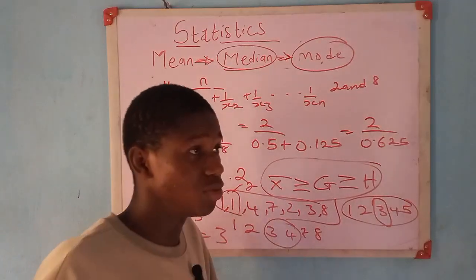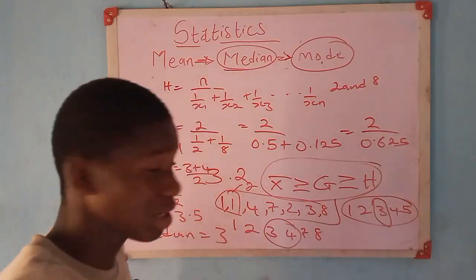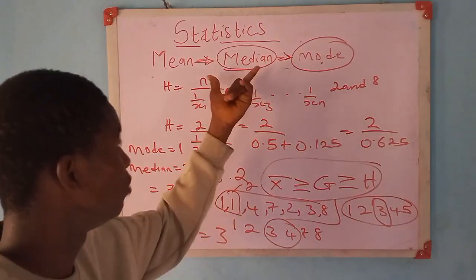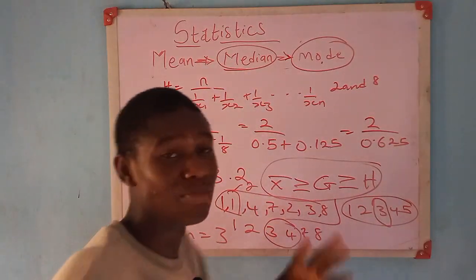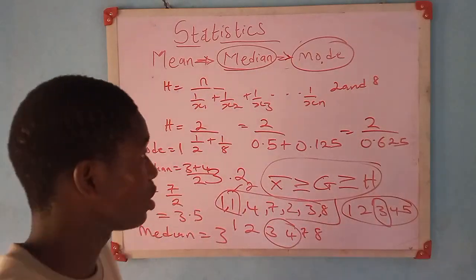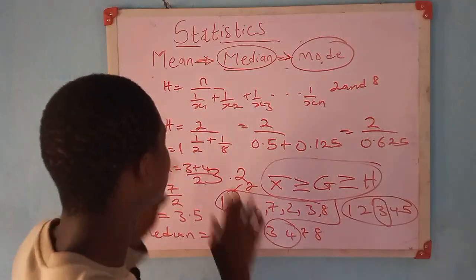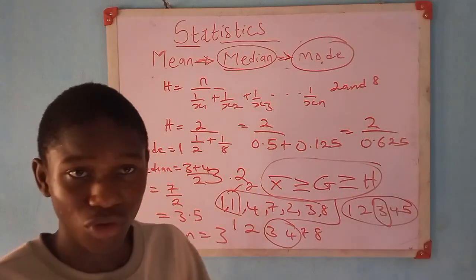So we talk about the mean, the arithmetic mean, the geometric mean, the harmonic mean. We talk about the median, which simply means the middle number, in terms of arranging them in ascending order. And the mode, which is the number that appears most. So that's what you need to know about median and mode for today.